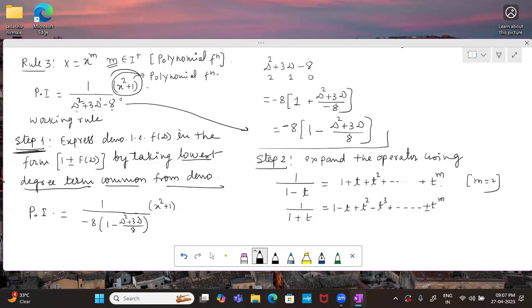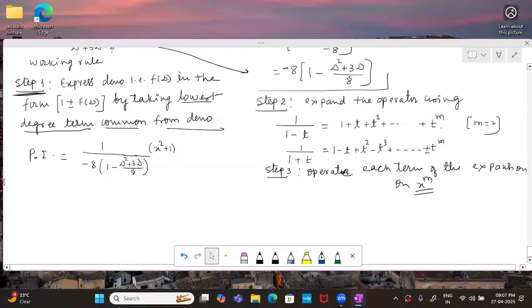And then in the last step, operate each term of the expansion on x raised to m, so that we will get the pi. Let us see how to operate this one.